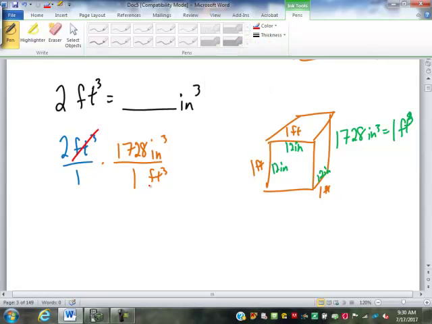The cubic feet cancel out. 2 times 1728 is 3456 inches cubed. And on bottom, it's just 1 times 1, so it's 1. So 3,456.